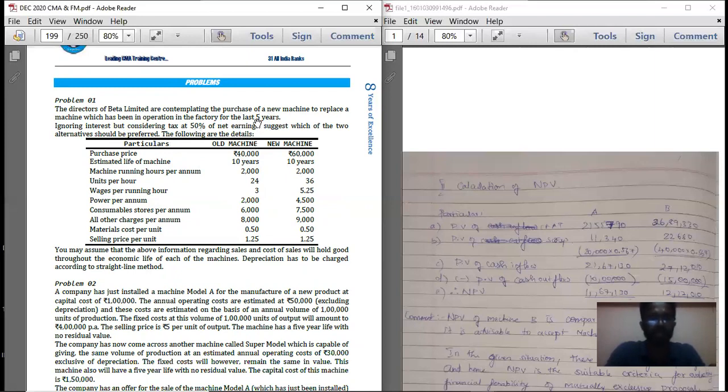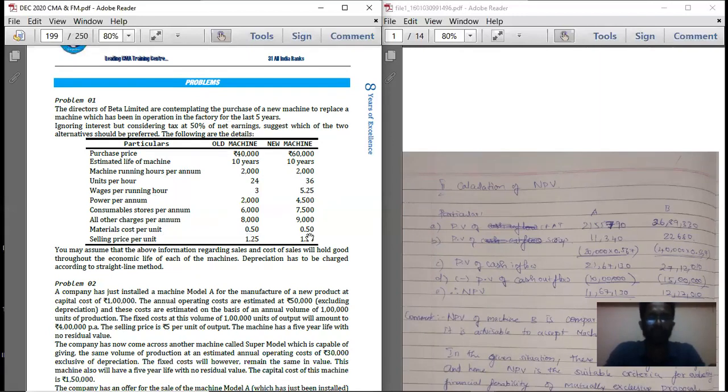Tax rate is 50%. Life of the factory lasts for 5 years. That is, for next 5 years, which machine to use? That is the evaluation which they are asking. So they are given in particular purchase price, estimated life of machine 10 years, 10 years, machine running hours per annum 2000 and 2000 both, units produced per hour is 24 and 36, wages per running hour is 3 and 5.25, power per annum is 2000 and 4500. Then consumable stores per annum is 6,000 and 7,500, and all other charges per annum 8,000 and 9,000.